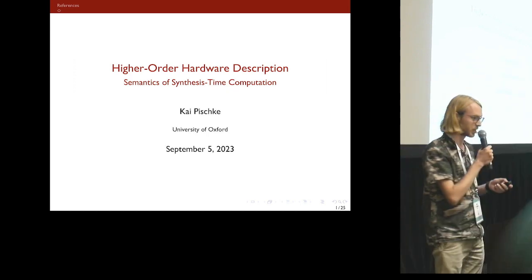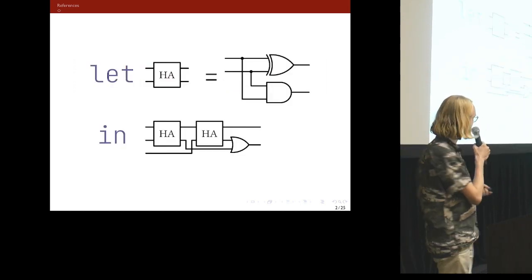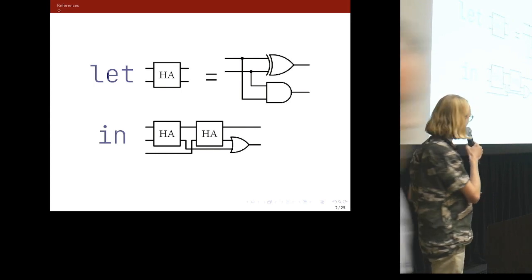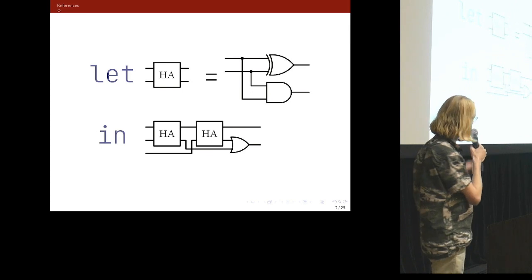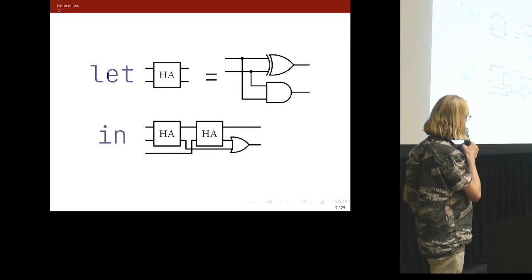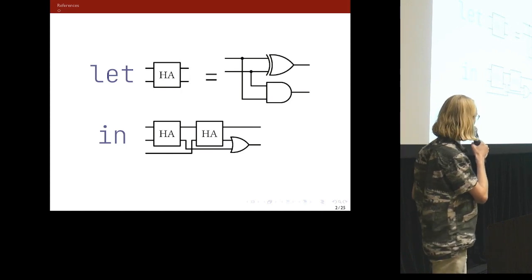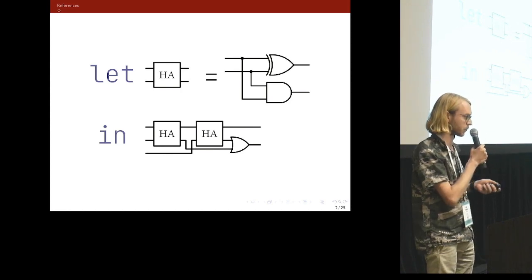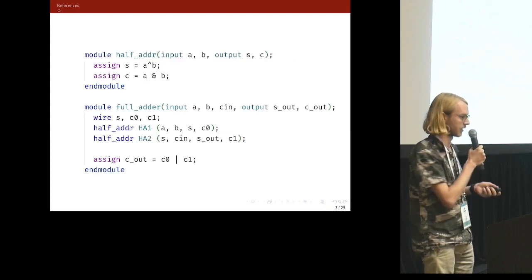So I'm going to start with just a simple example. This is a silly little circuit that adds 3 bits together, a full adder. And we have a let expression here that defines a half adder, which is like a subcircuit of this circuit. We can see that we use this subcircuit 2 times, but we only have to define it once. So this is an example of trying to make our hardware programs more concise, right? And this is something that we actually do in real hardware description languages all the time.